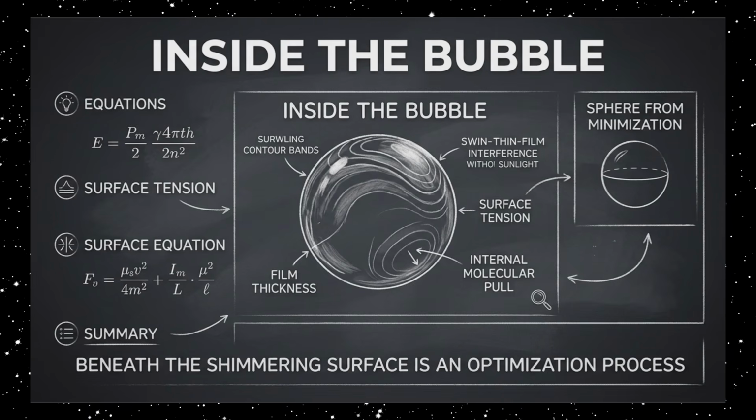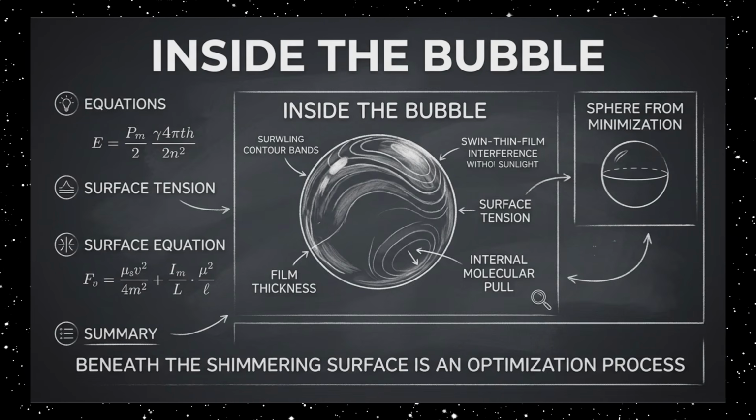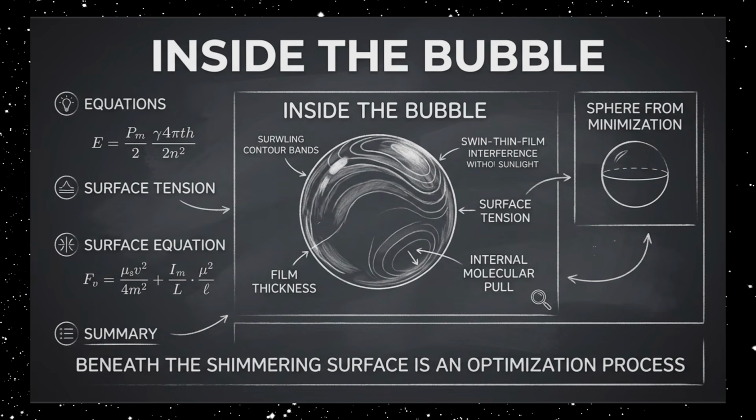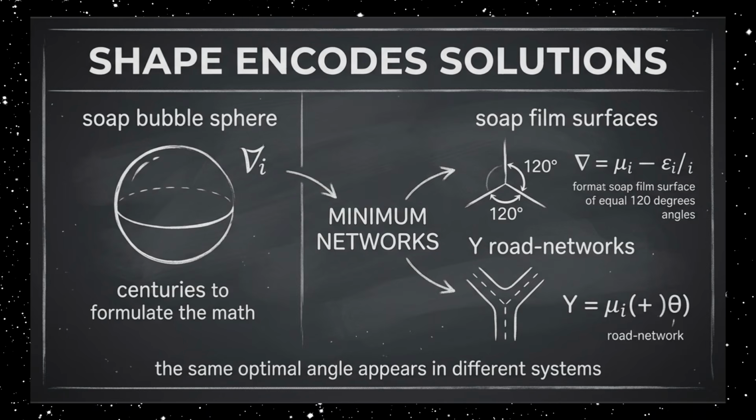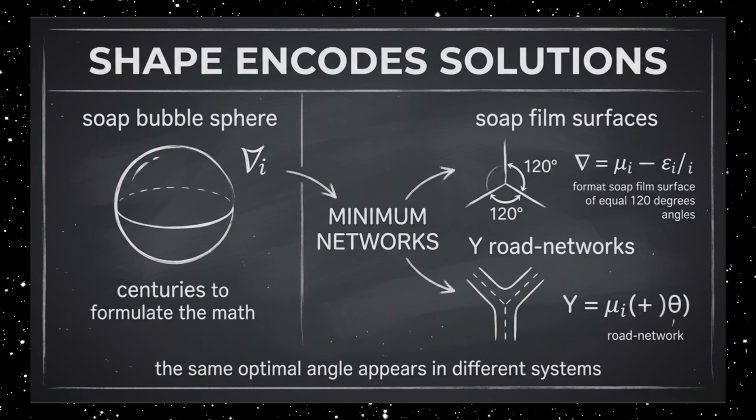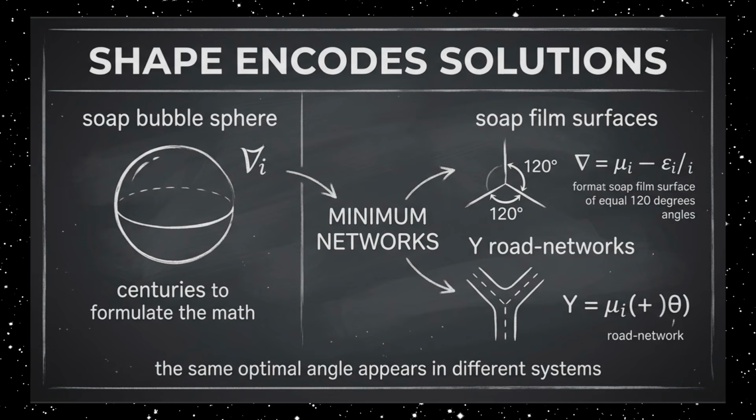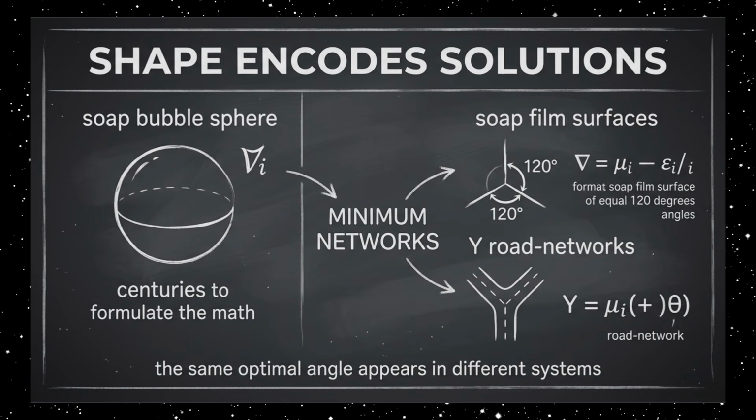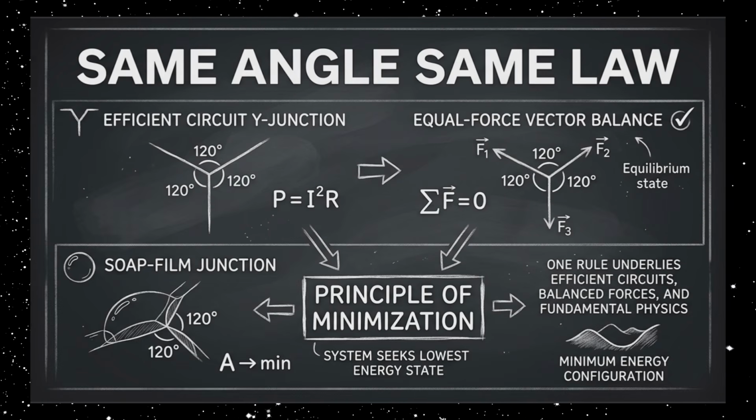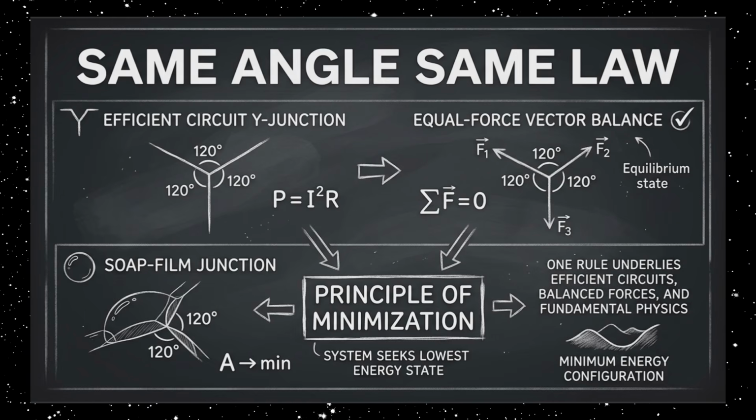any equation ever written. So the next time you see a soap bubble drifting through the sunlight, casting those swirling rainbows, think about what's really happening inside that film. Think about the fact that its shape encodes a solution to a problem that took the finest mathematical minds centuries to even formulate. Think about the fact that the angle at which its surfaces meet is the same angle that minimizes road networks, the same angle that shows up in the design of efficient circuits, the same angle that results from the balance of equal forces.